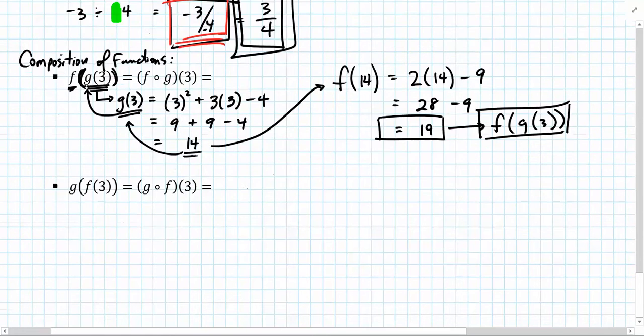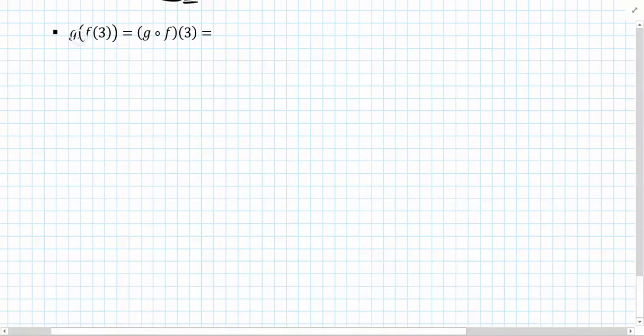Now let's flip those around. Let's complete the g function composed with f at 3. So I'll first start with f of 3. F of 3 is equal to 2 times 3 minus 9, which is 6 minus 9, and this is equal to negative 3.